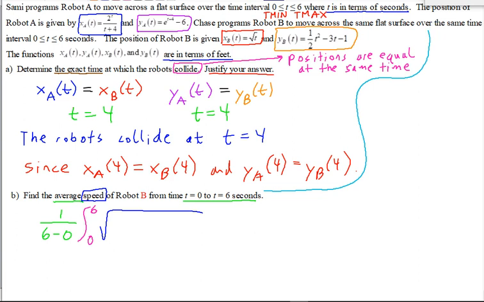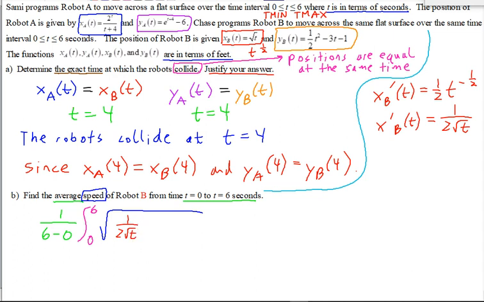So now if we find for robot B right here, x b prime of t. Well, this is just t to the 1/2. So when you take the derivative, t's power will be 1/2 t to the negative 1/2, which you can simplify to be 1 over 2 root t. So that's what we'll have here, squared: 1 over 2 root t squared. That's the velocity of the x coordinate.